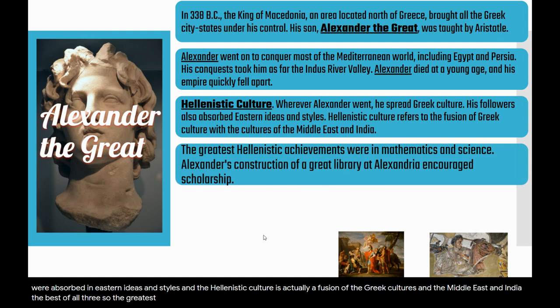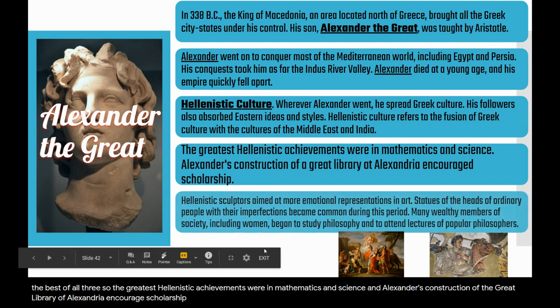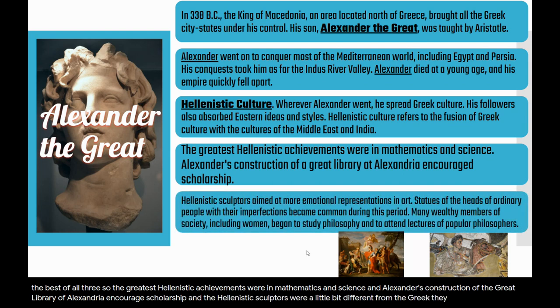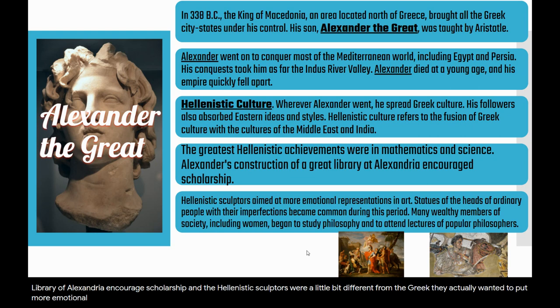So the greatest Hellenistic achievements were in mathematics and science, and Alexander's construction of the Great Library at Alexandria encouraged scholarship. And the Hellenistic sculptors were a little bit different from the Greek. They actually wanted to put more emotional representation in art. So the statues and heads of ordinary people would actually be done. So it would show their imperfections. They didn't try and make them perfect like the Greeks.